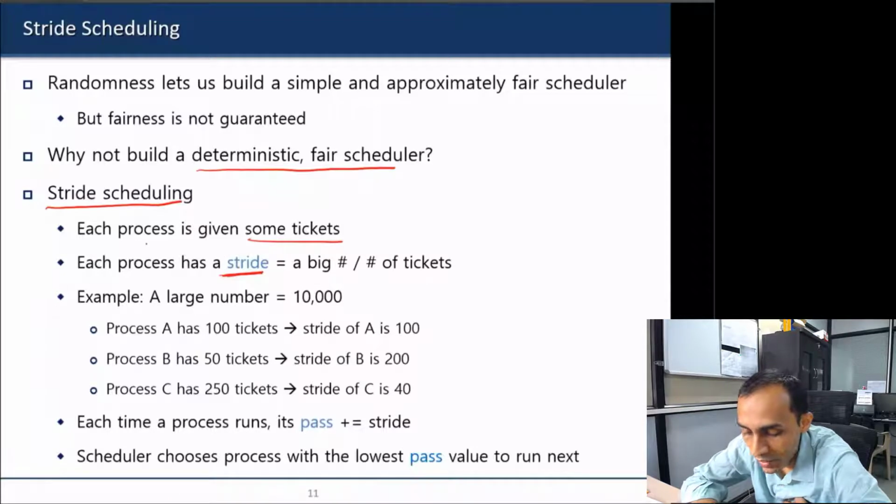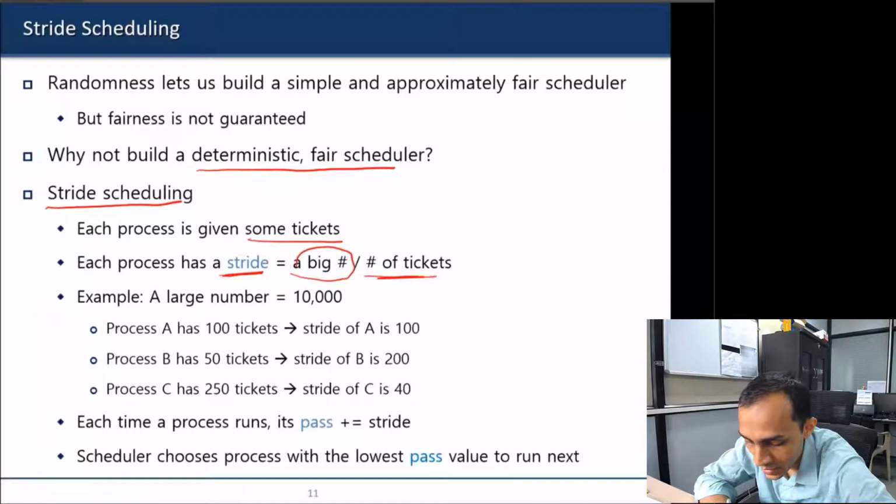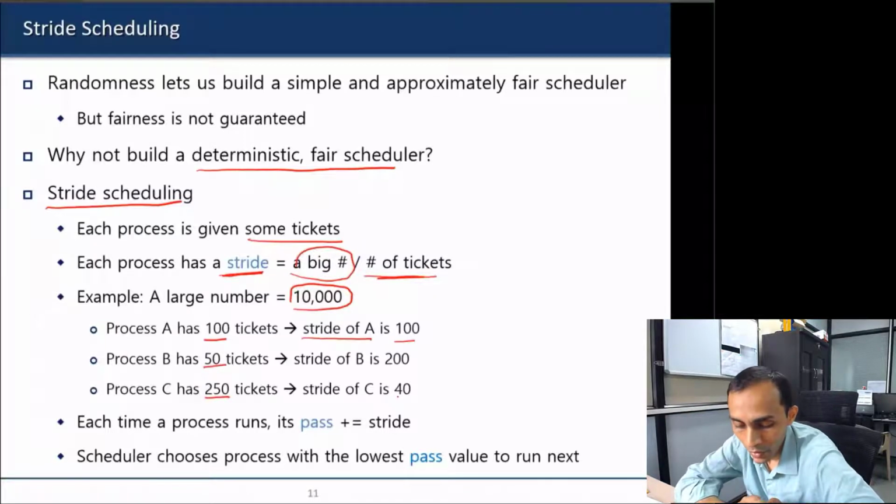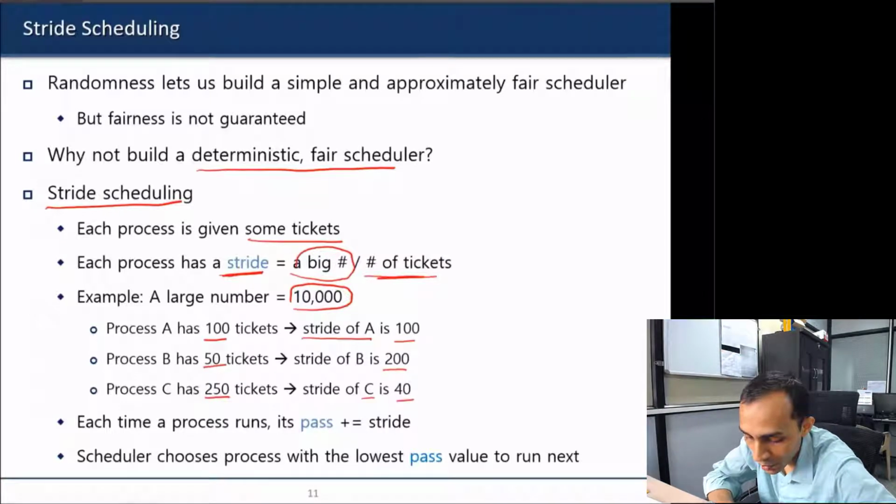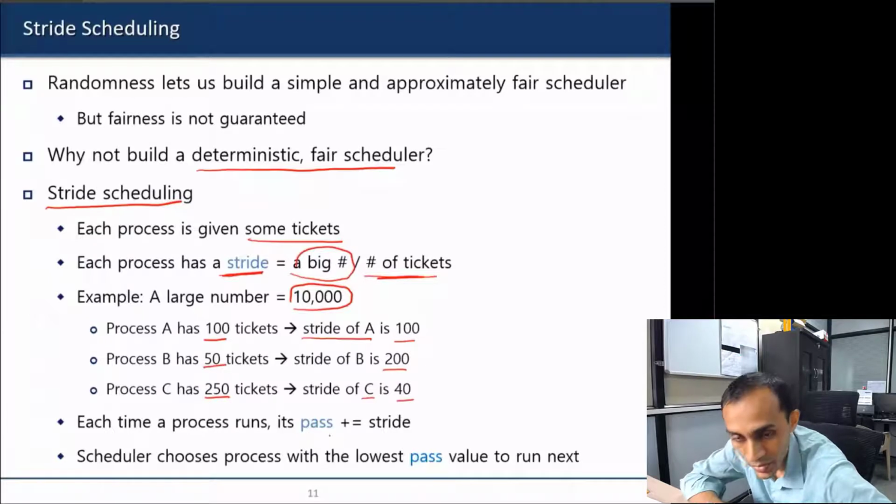The stride value can be calculated by dividing a very big number by the number of tickets that the process has been assigned. Take the same example: A has 100 tickets, B has 50 tickets, and C has 250 tickets. You can choose a very big number, let us say 10,000. Then the stride for A will be 10,000 divided by 100, which is 100. For B it will be 200, and for C it will be 40. So now you will keep track of a count value, let us say a pass value, for each process.